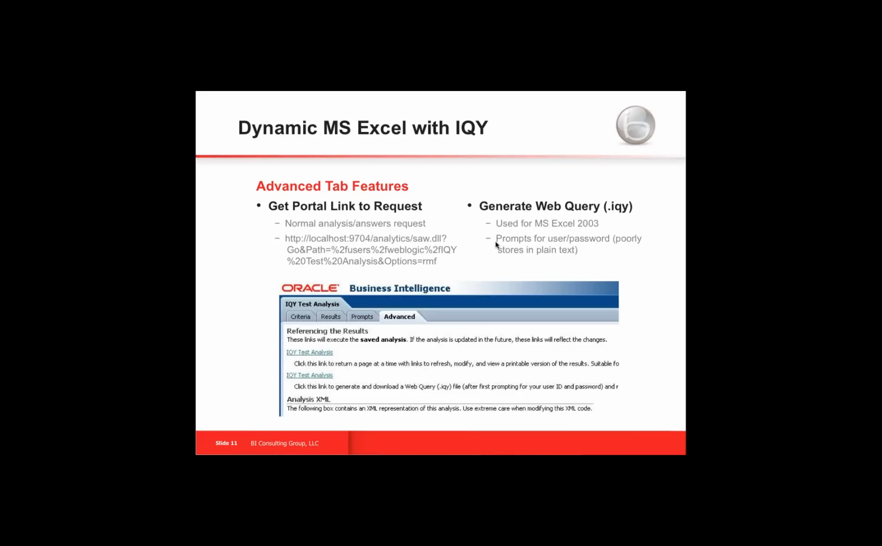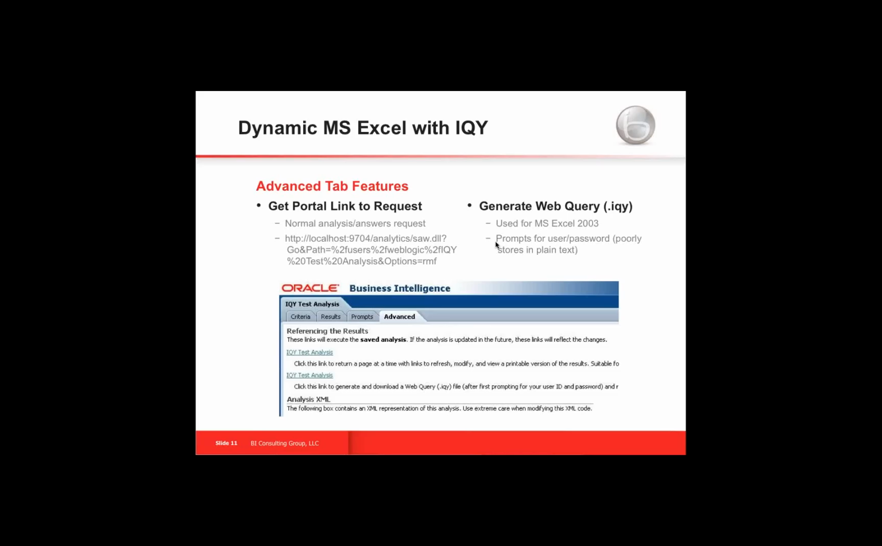Okay? And then, of course, the OBIEE security would apply for single sign-on or if the user needed to actually log on again. Okay. And then the second link is what we're talking about, the web query, the .iqy file. Okay. And once you click on that link, you're going to be prompted to actually download the IQY file or open up the IQY file in Microsoft Excel.